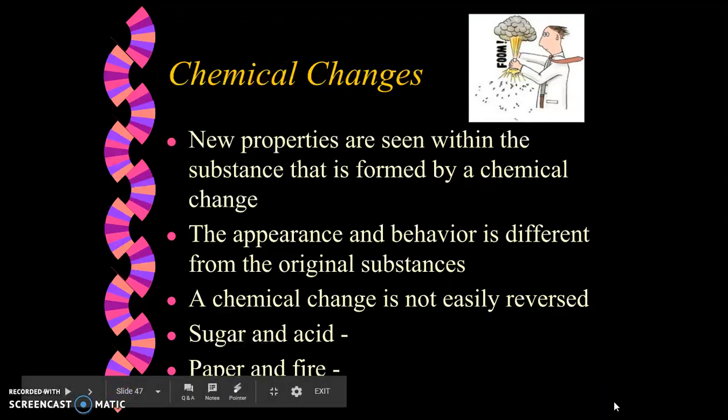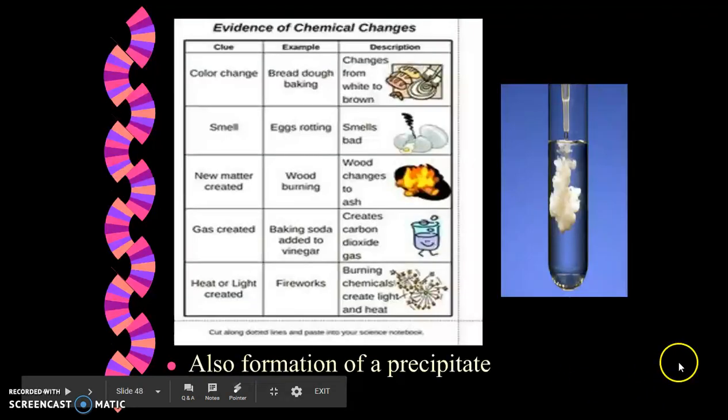A chemical change is not easily reversed. Like in those videos that I showed you where they mixed sugar and acid together and made the black snake, I'm not going to be able to reverse that without doing another chemical reaction. If I burn paper and get the carbon out of it, that is actually not reversible. I can't unburn the paper once I've broken down those chemical bonds. So those are examples of chemical changes.